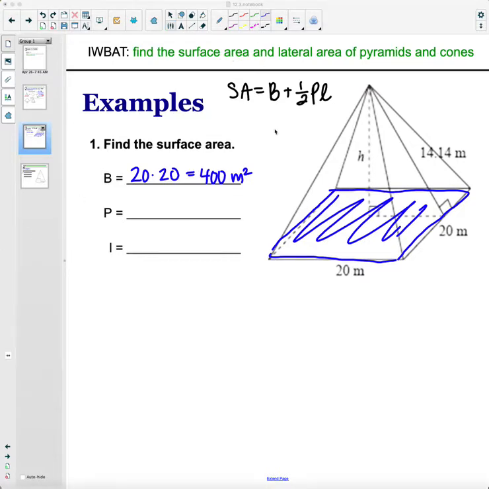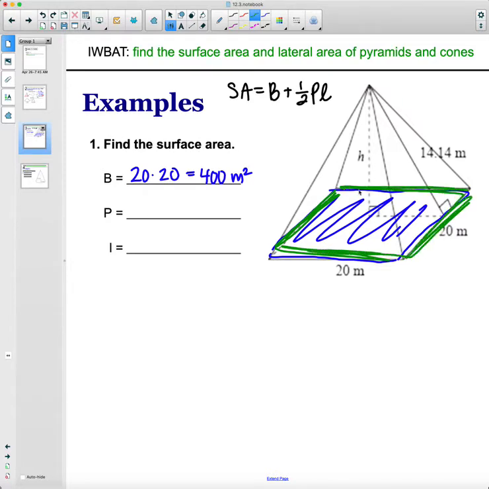Then we need to do the perimeter of the base. So just looking at the distance around the edges, okay? So the distance all the way around. So 20, 20, 20, and 20. So add those all together, right? Or times by 4 because there's 4 of the same thing. So 20 times 4. So the perimeter of this base is 80 meters.